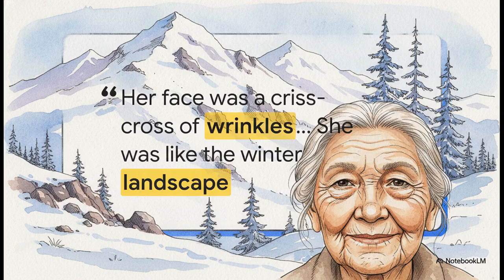Now, let's jump to step 4, comparisons and associations. Take a look at this incredibly evocative description of a grandmother. Her face isn't just wrinkled. It's a crisscross of wrinkles running from everywhere to everywhere. Just a great phrase. And that closing association is just beautiful. She was like the winter landscape in the mountains. This concrete detail doesn't just paint a picture of an old woman. It paints this entire feeling of serenity, endurance, and quiet peace. Literally, that is how you use words to make a character unforgettable.